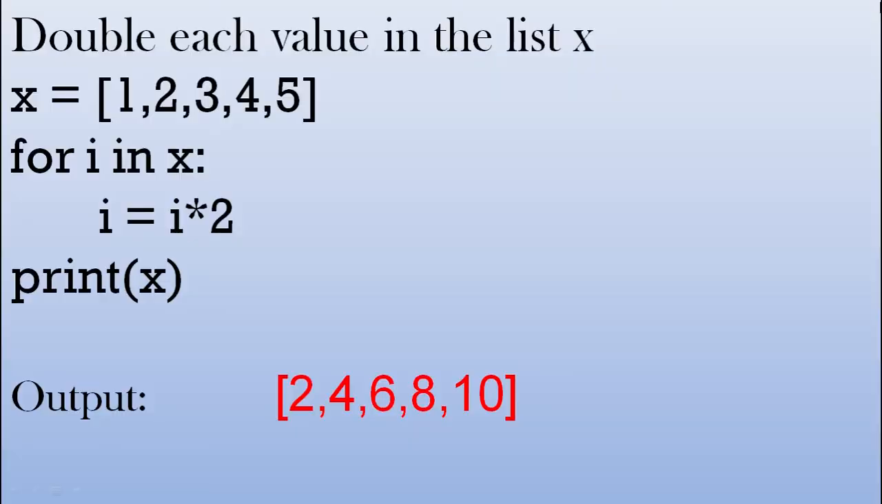We're going to double each value in the list, so we can do a for loop. So we look in the list x, and each element in here we call i, and we're just going to multiply that by 2. So we print that, and here's our output, 2, 4, 6, 8, 10. That's quite straightforward.